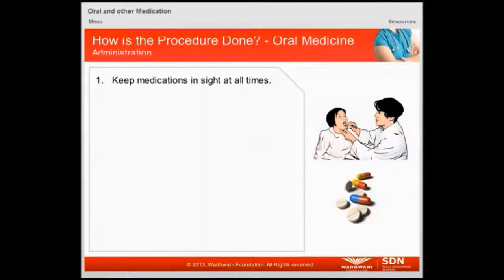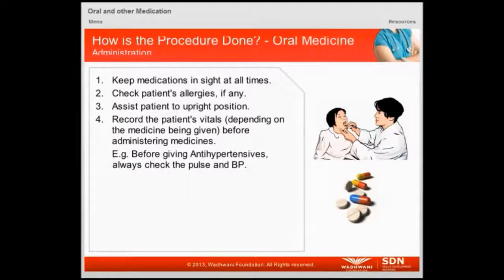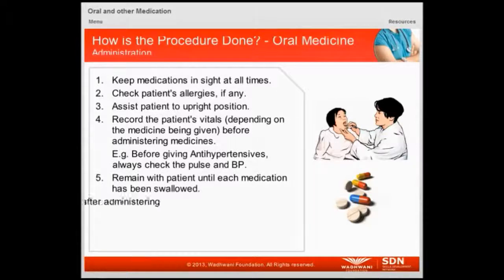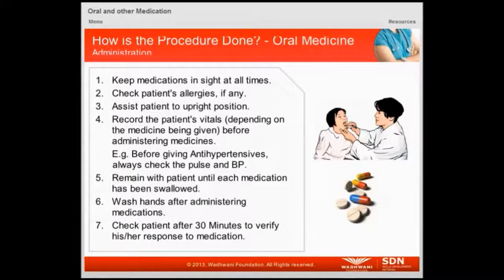1. Keep medications in sight at all times. 2. Check the patient's allergies, if any. 3. Assist the patient into an upright position. 4. Record the patient's vitals, depending on the medicine being given, before administering medicines. For example, before giving an antihypertensive, always check the pulse and BP. 5. Remain with the patient until each medication has been swallowed. 6. Wash hands after administering medications. 7. Check the patient after 30 minutes to verify his or her response to the medication.